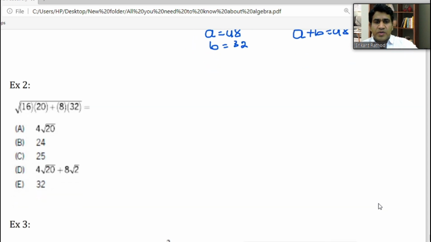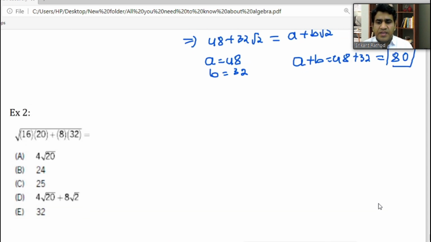Sometimes you may also get a question based on the square root, saying, let's simplify this. The square root of 16 times 20 plus the square root of 8 times 32 is equivalent to which of the following? So that's the question.